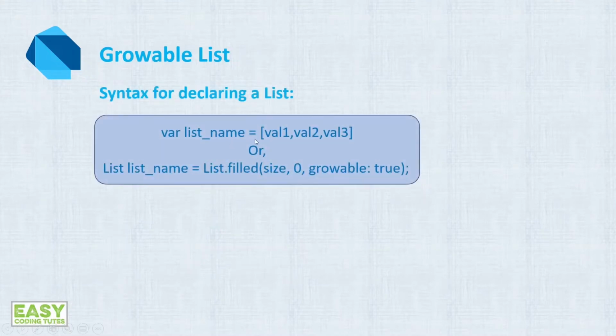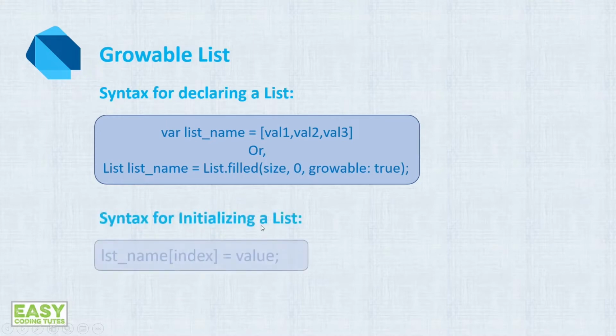The next one we have is the growable list. Here we have the syntax for declaring a growable list, where list name is equal to the same as what we saw in the fixed length list. We can declare it like this, or we can use the second way. Here we are making growable equal to true, and we are giving the same things, size and the default value also. The syntax for initialization of a growable list is the same, and this is the common way to initialize it.